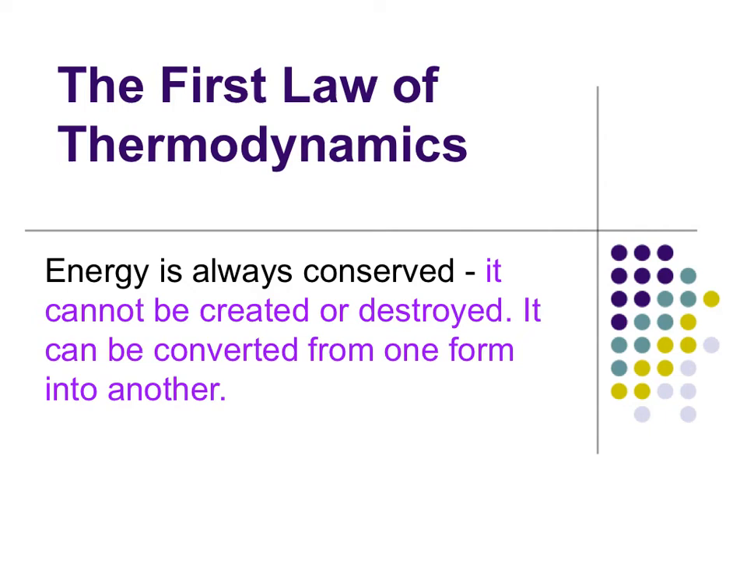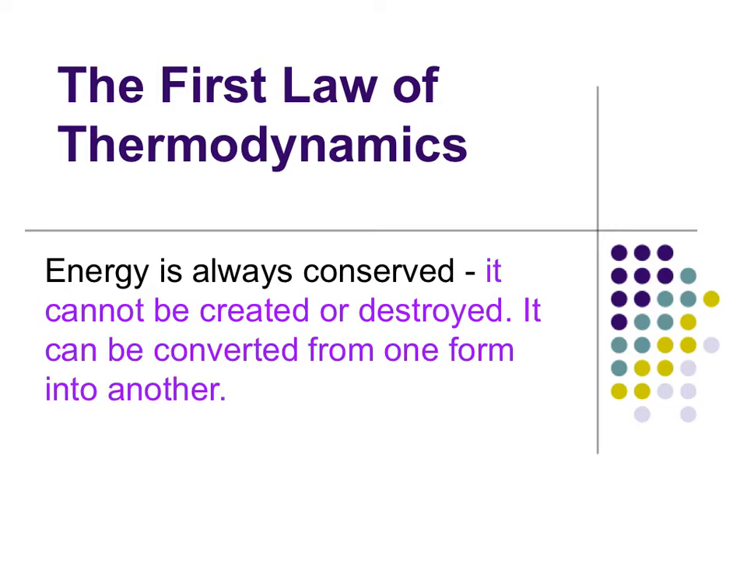Hi Year 13. This lesson we will consider the final method for working out the enthalpy change of a reaction. Now this final method involves energy cycles, and the very fact that we're using energy cycles depends on the first law of thermodynamics. Now this states that energy is always conserved, it cannot be created or destroyed, but it can be converted from one form into another.